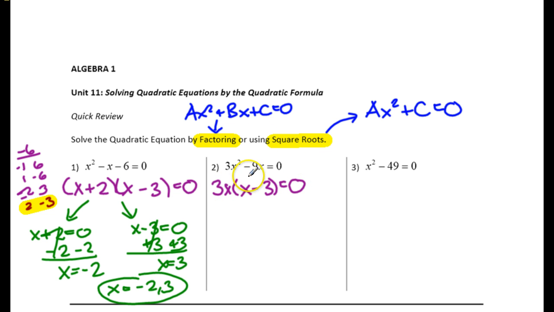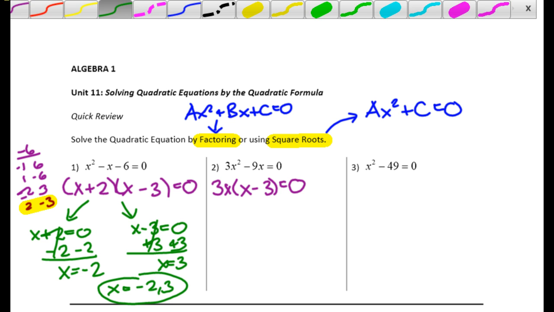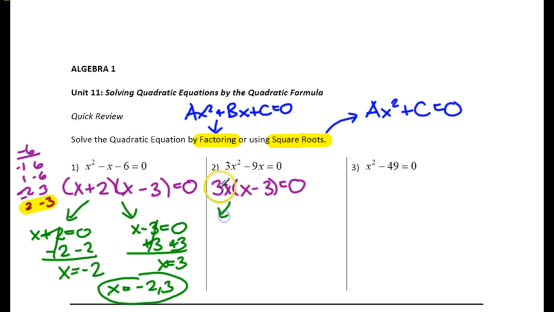So now I got these two terms. Once again, you split them, set them both equal to 0. This term is just 3x. It's not a binomial, it's just a monomial, equal to 0. This one is x minus 3 equals 0. Solve them. Even though they're short and easy, solve them out. 3x is times, so the opposite is divide by 3.